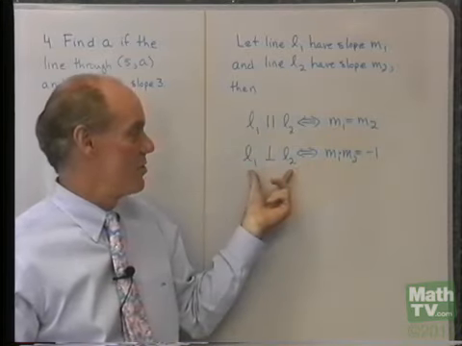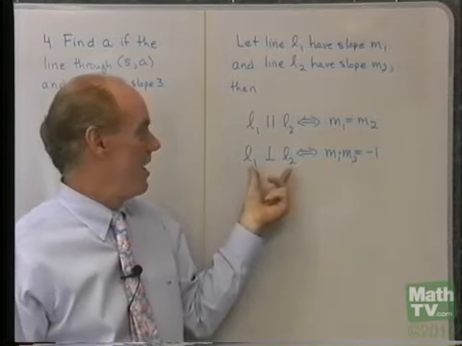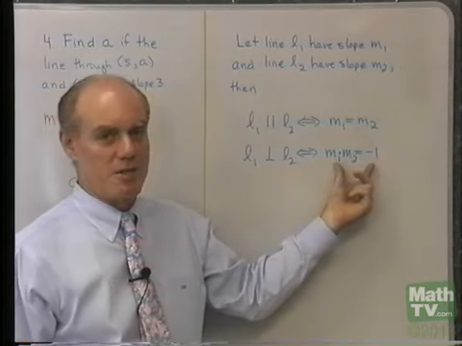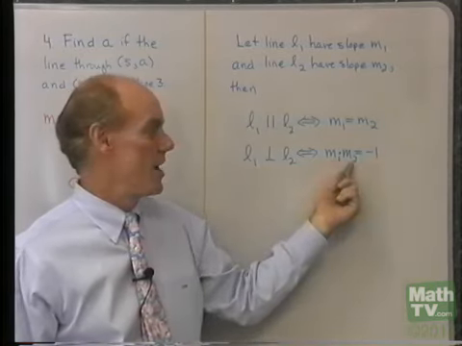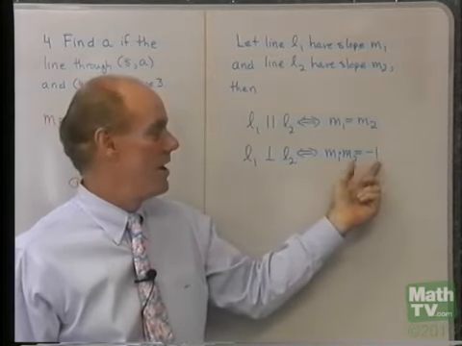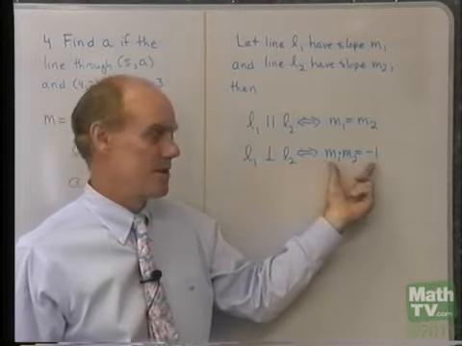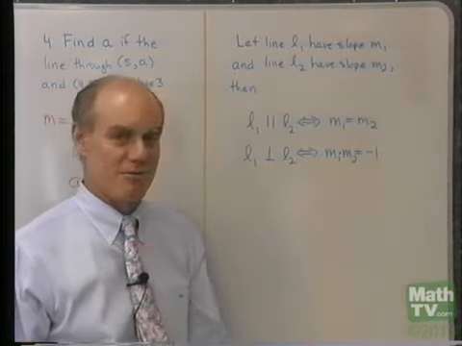This is not quite as intuitive, but it's also true. L1 is perpendicular to L2 if and only if the product of their slopes is negative 1. That is, if M1 times M2 comes out to be negative 1. Every time this happens, I get perpendicular lines, and every time I have perpendicular lines, this happens, as long as one of my lines isn't vertical.